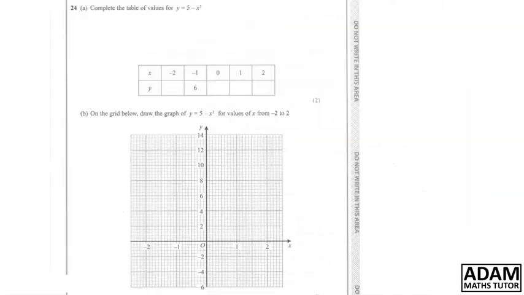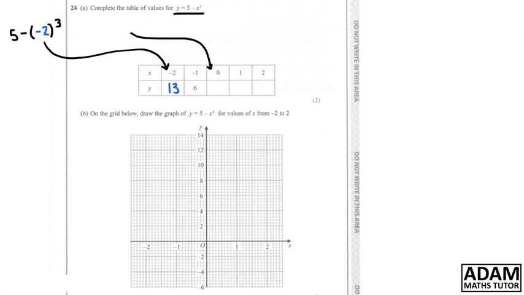Question 24a. Complete the table of values for y equals 5, take away x cubed. So you do have a calculator for this. I just need to substitute these values for x into the equation at the beginning. So the first point, to get my y value, I would need to do 5 take away negative 2 cubed, and on your calculator this would give you a value of 13.